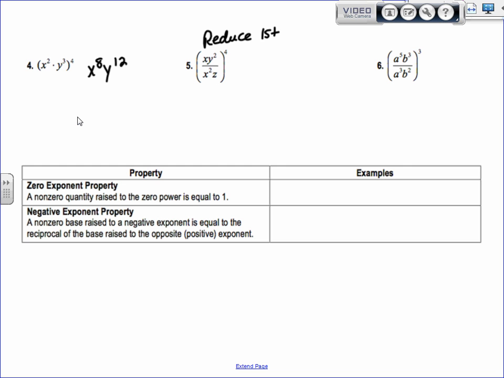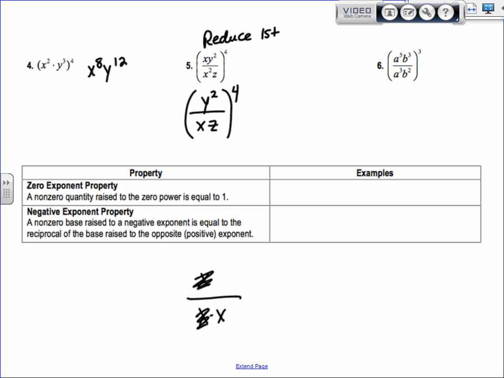So I have x on top and I have x squared on the bottom. So if I have x over x squared, 1 cancels on top and bottom. I'm left with an x, but it's on the bottom, right? So I'm going to have y squared over x times z. And now it's raised to the 4th.